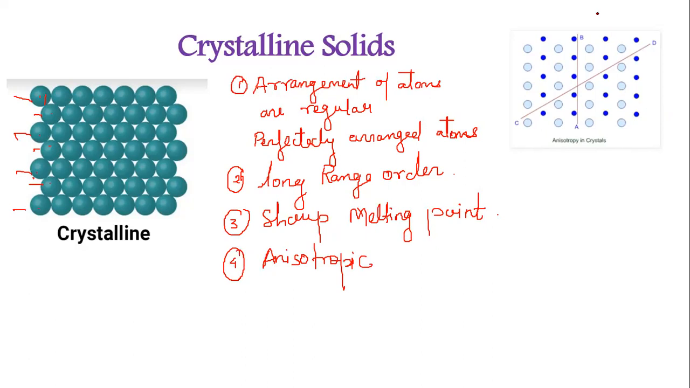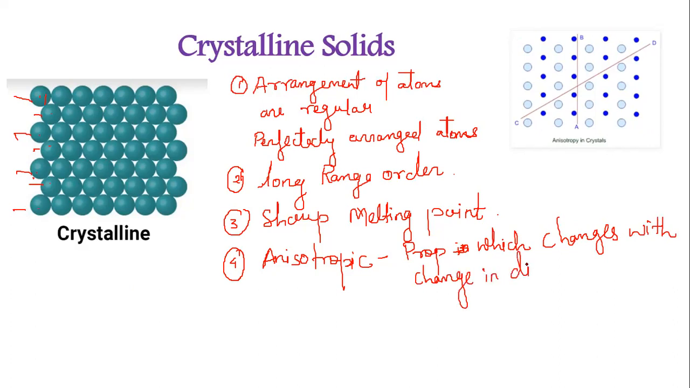Now what do you mean by anisotropy? The property which changes with changing direction. So here, properties change with changing direction.